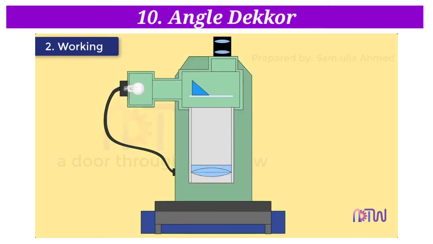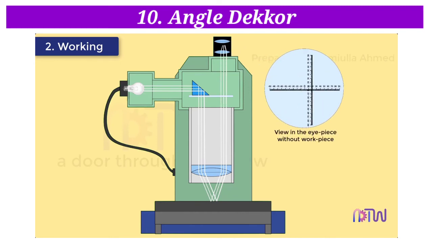Let us see how to read the angular deviation. Initially, the scale is observed. The light beam strikes the base of the instrument and two scales intersect with each other at some point. Here the zero reading is noted.